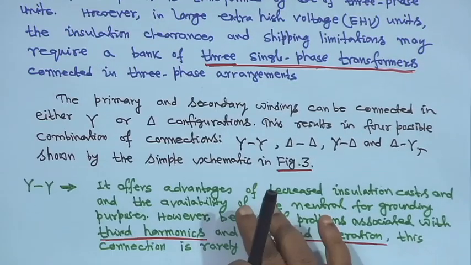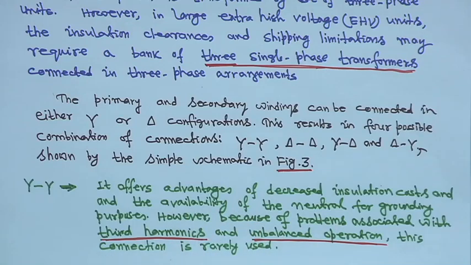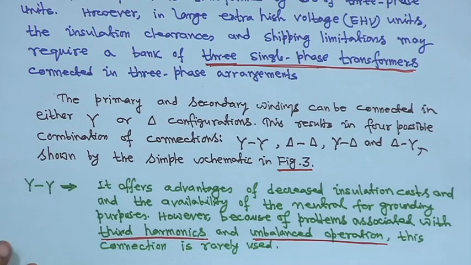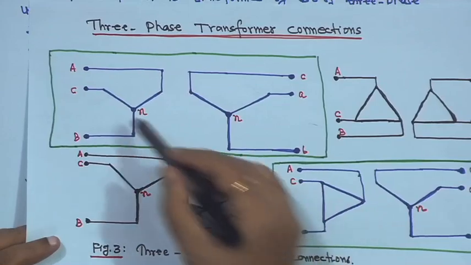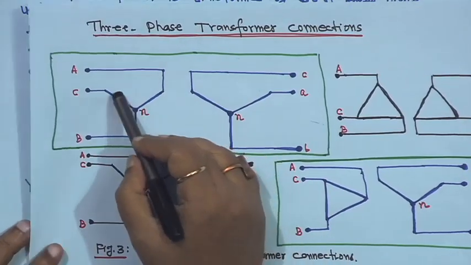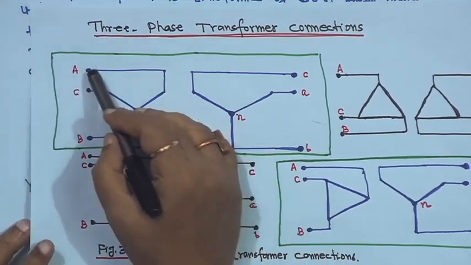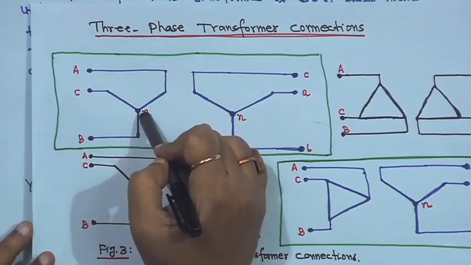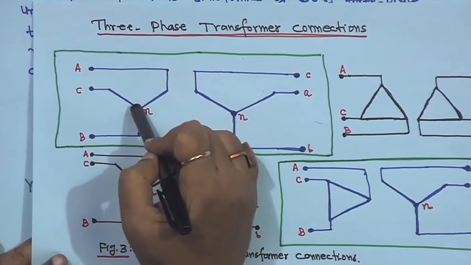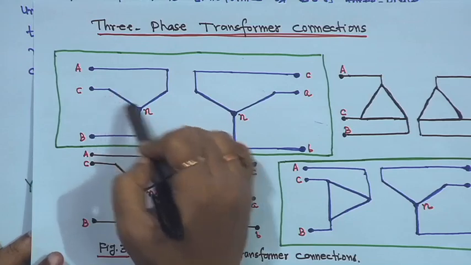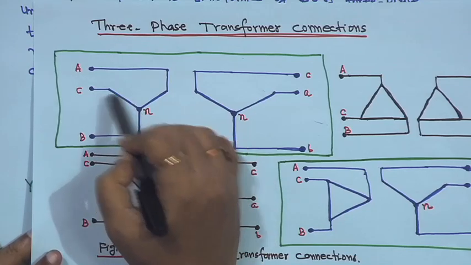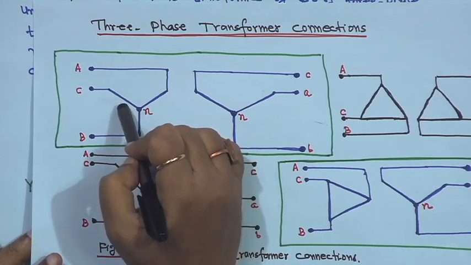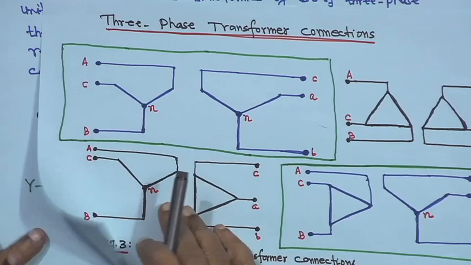Now, star star actually offers the advantages of decreased insulation cost and the availability of the neutral for grounding purposes. Decreased insulation cost means that for star star, A to N, B to N or C to N, when you design each winding, only the phase voltage is impressed on the winding, not the line to line voltage, it is the line to neutral voltage. That is why insulation cost will be less, right.